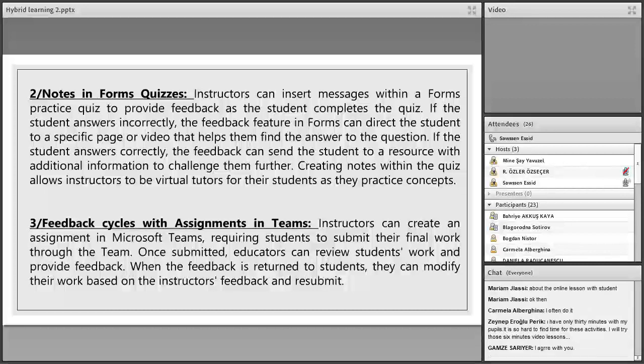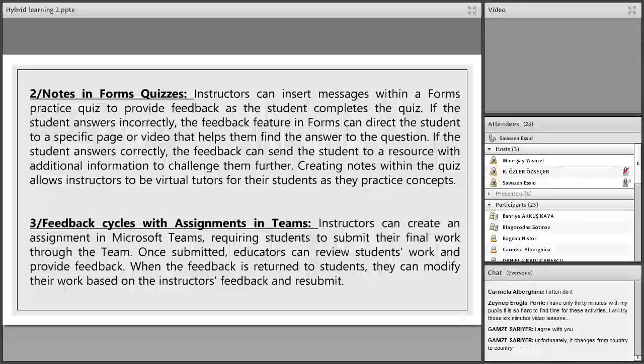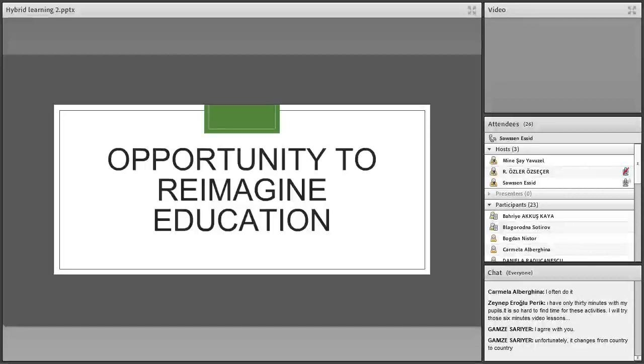Of course, also you can do it with Google Classroom as well. It provides as well this kind of assignments. You can write the feedback and it will be returned to the students.